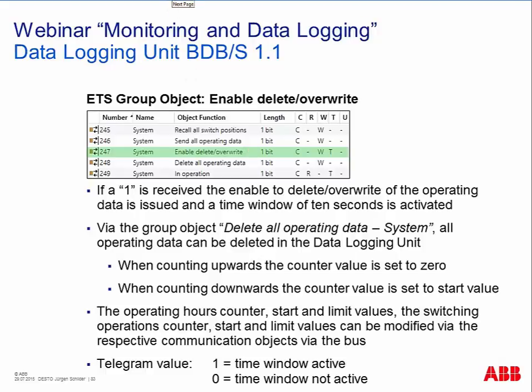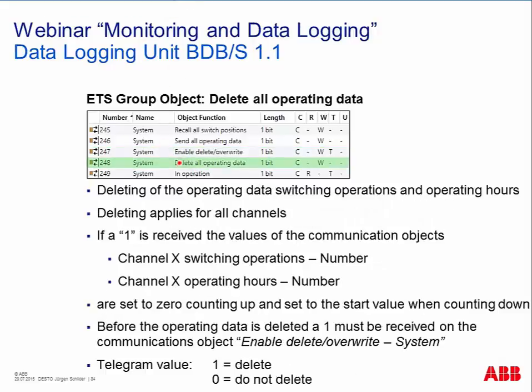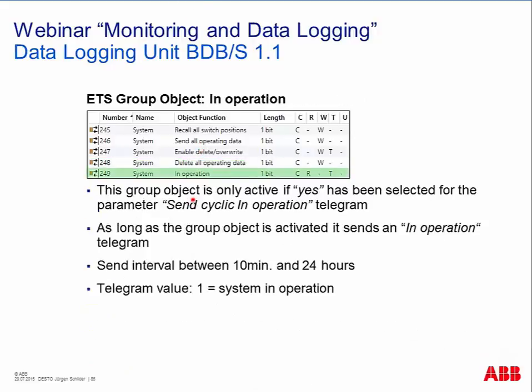So it's also possible to delete or reset all the values per channel. You see here the object "delete all operating areas". All numbers, for example, are now reset, but before that you have to enable it with a 1 telegram. And of course, the last group object is here the "in operation", like each KNX device has it.